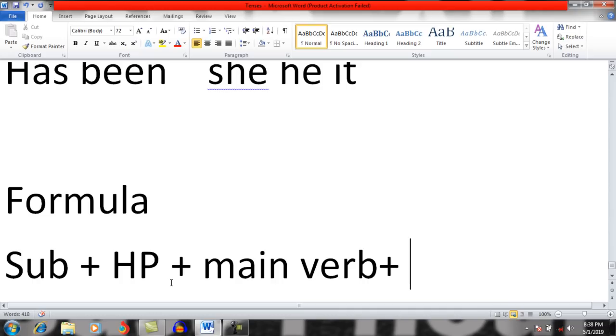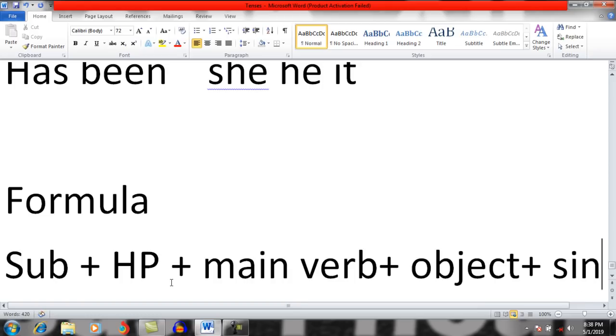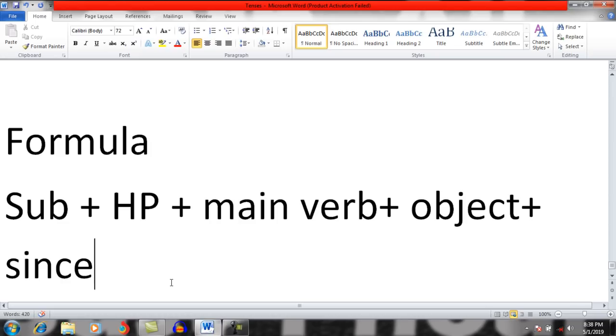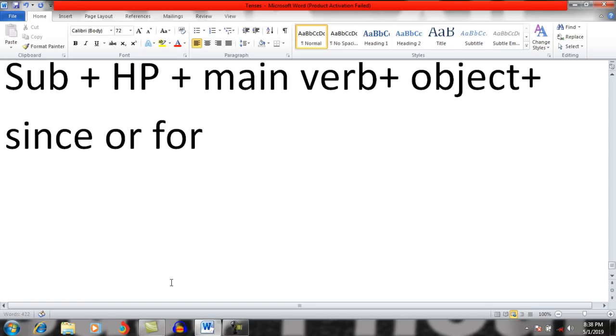And then you'll have to put a time or period. You can put the object, or you can write a noun, plus you'll have to put since or for. Keep in mind, we use since for those actions or activities that start from a specific time, that is, when the activity commences is completely clear.